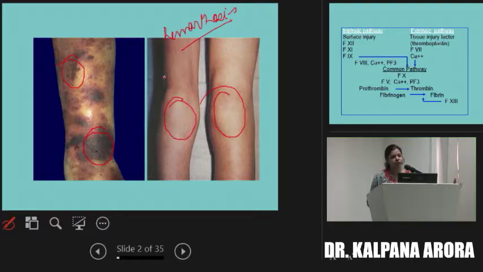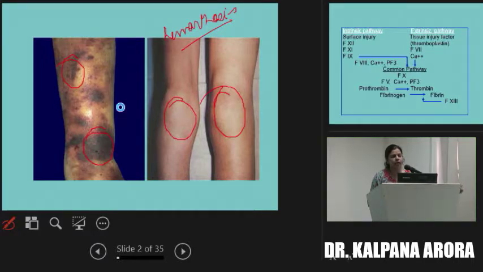Remember, clotting factor deficiencies present at a later stage, because primary hemostasis is obtained by the platelets. Later, the clotting factors play a role. So the clotting factor deficiency manifests later, and presents in the form of deep bleeding, whether in the joints or in the form of hematomas. So this is how the bleeding differs between the two entities.